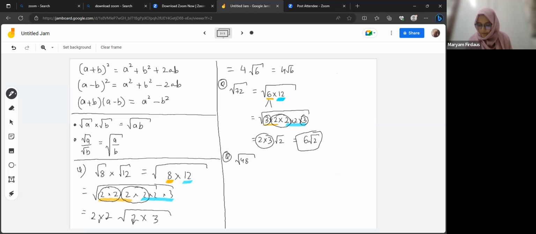Root 484. I want all of you to try it on your own as well. This question is not just for Avni, it's for everyone. So you all please try, okay? 484. What do you think it will be? You can do the prime factorization also if you want. Yes, you can do the prime factorization.